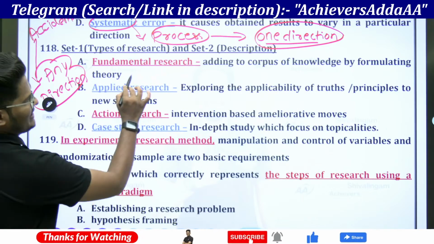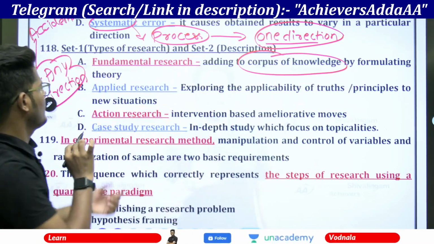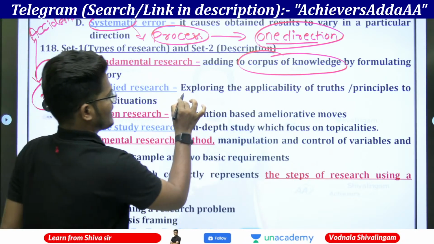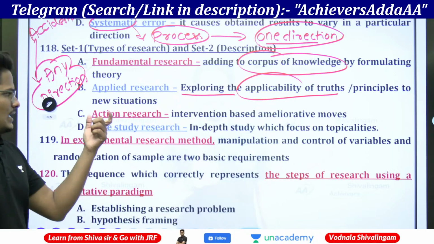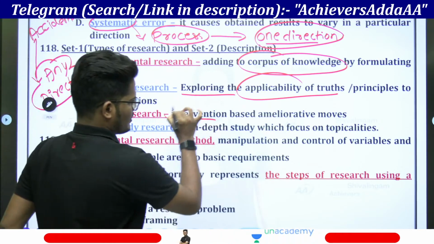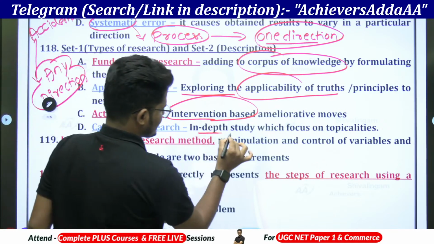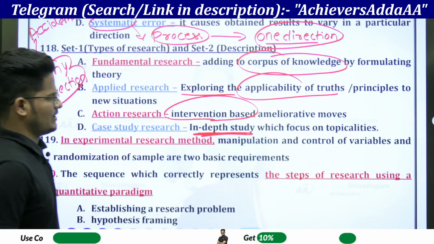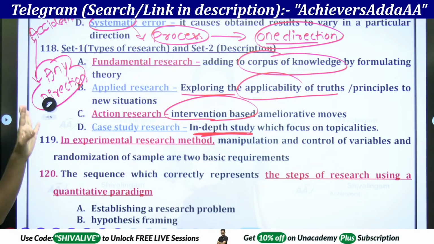So here, fundamental research is adding a fund of knowledge or a corpus of knowledge, and applied research is exploring the applicability of truths or principles. Action research is intervention-based or amelioration, and a case study is an in-depth analysis. Keywords are there, very small keywords which will give you the answer for that particular type of research.